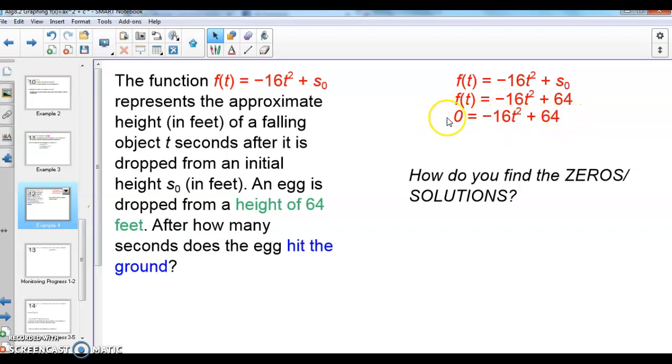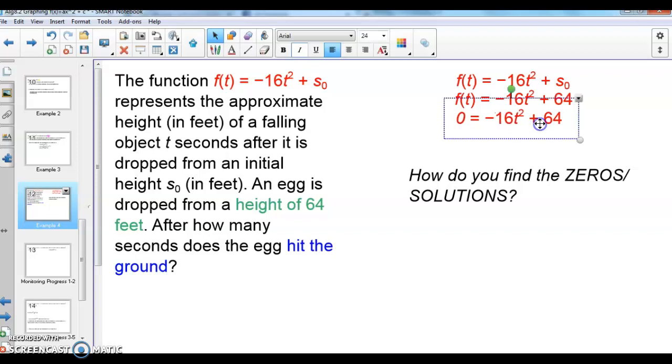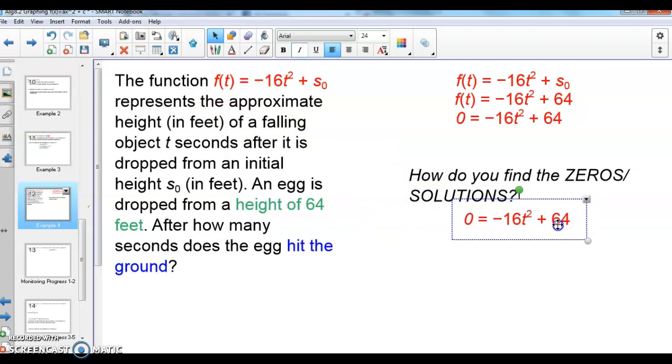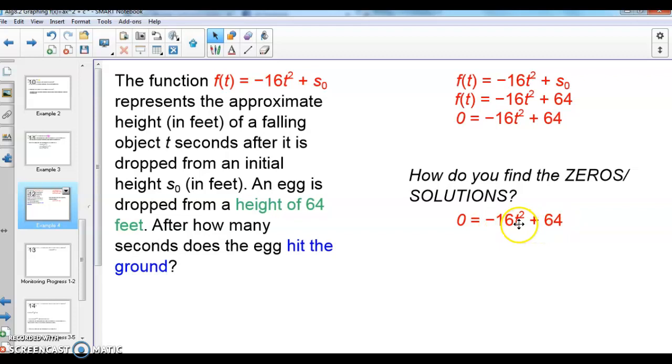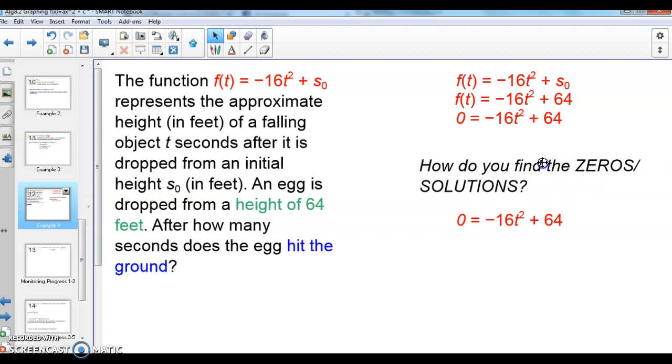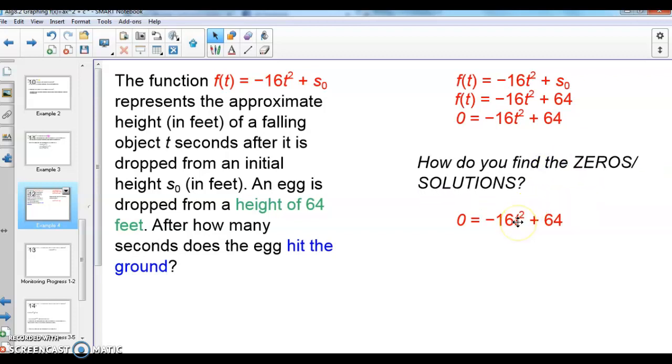Now, does this equation look familiar? 0 equals negative 16t squared plus 64. So how are we going to solve it? That's the big question. Now let's copy it down here, and let's look at some possible scenarios. Well, first, it's a binomial. And by the way, when we say, how do you find the zeros or solutions, it's like getting the variable by itself. So pretty much, how are we going to find the value of t given this equation?